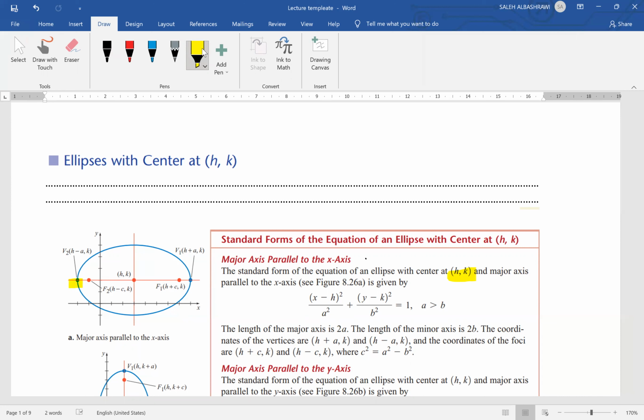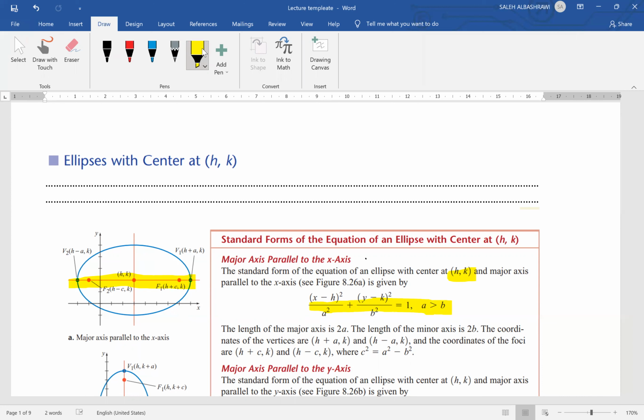This is the major axis. This is the axis that is passing through the center and the two focus points, or the two foci. It is given by (x minus h) to the power 2 divided by a square plus (y minus k) all to the power 2 divided by b square equal to 1, where a is greater than b.